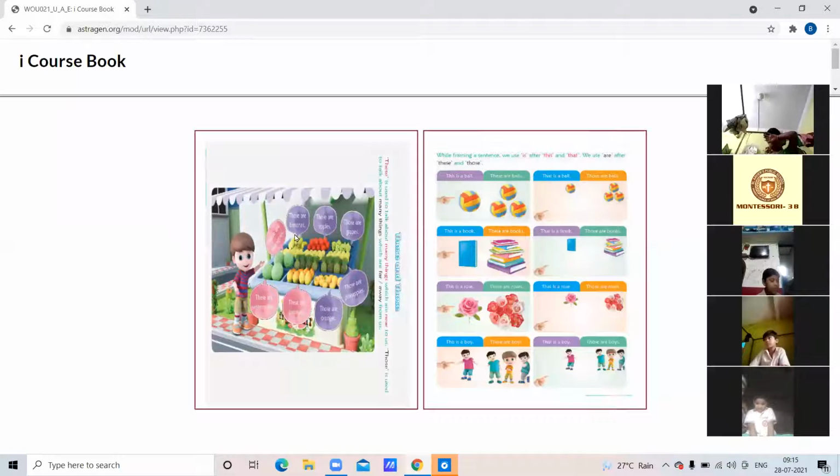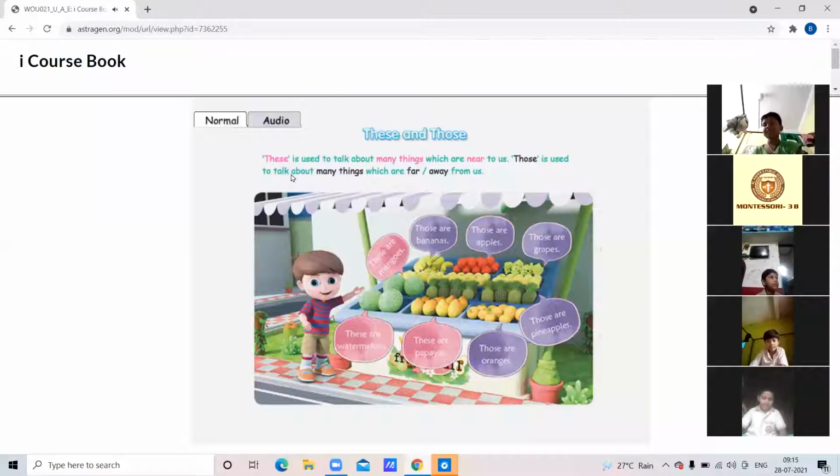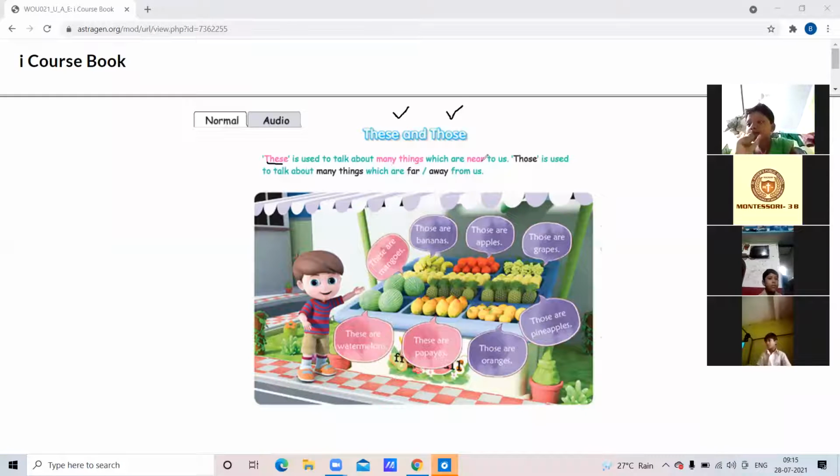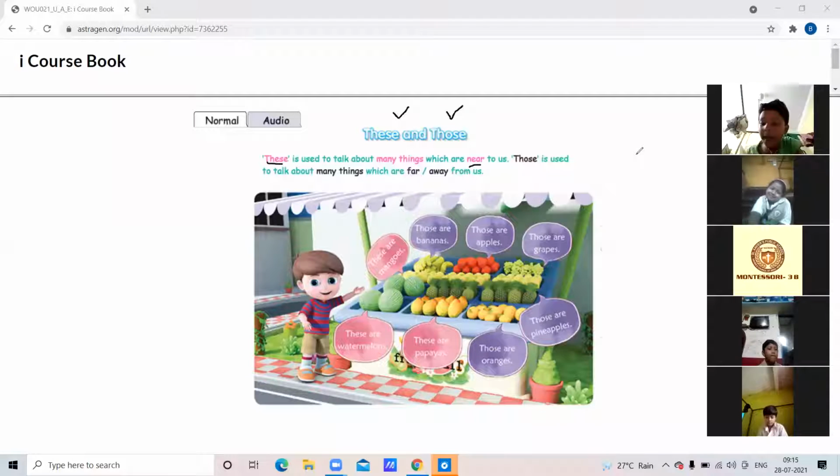Yes. So you can see here what is the meaning of these and those. See, children, carefully. These and those. So what is the word here? These and those. These is used to talk about many things which are near to us. When something is near to us, what do we use? We use these.